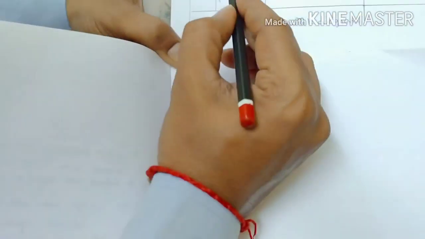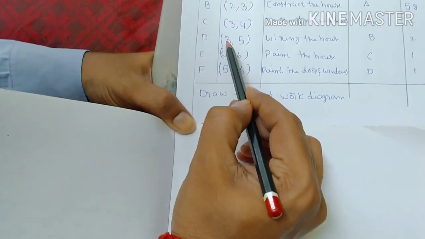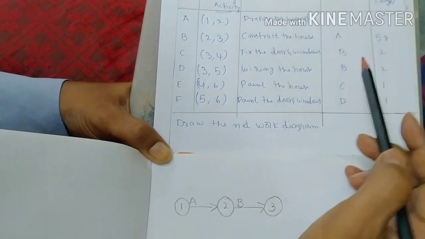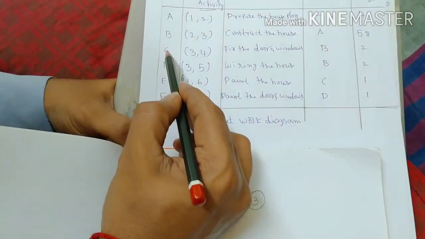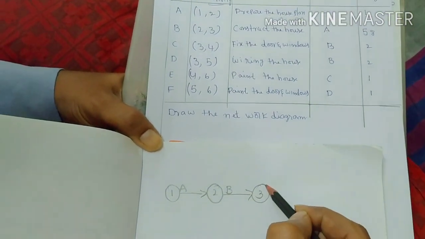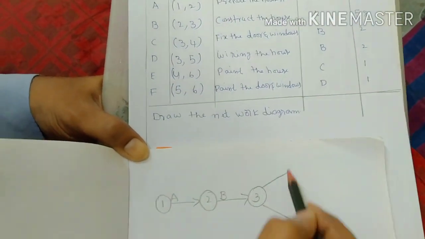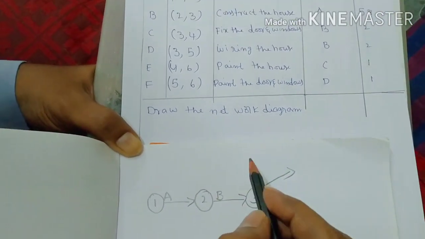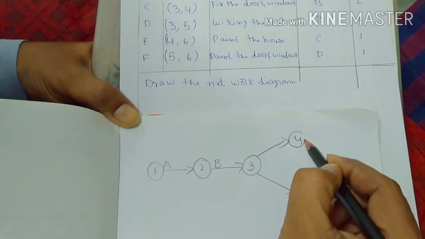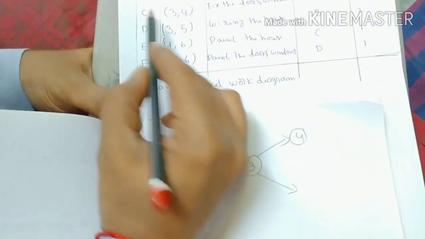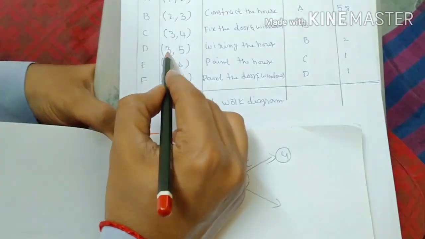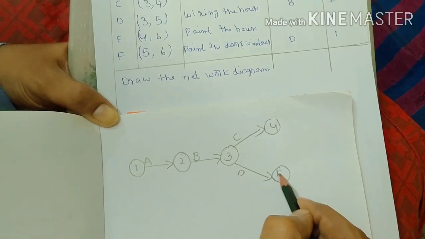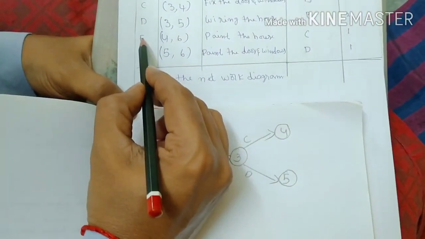You need to remember that from 3 there are two starting points. That means after B there are two activities, C and D. So whenever 2 is there, likewise we need to draw. Whenever 3 is there, one more thing needs to be taken in the center. So here 3 to 4. Look at here, 3 to 4 is C. 3 to 5 is D. Next here E.